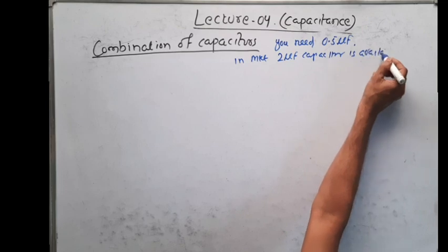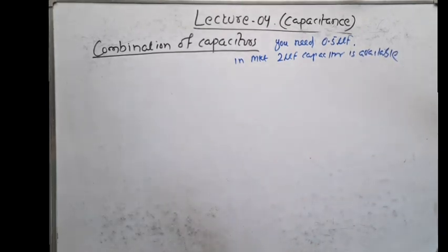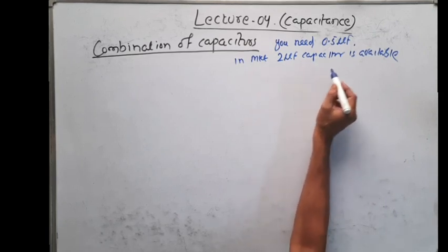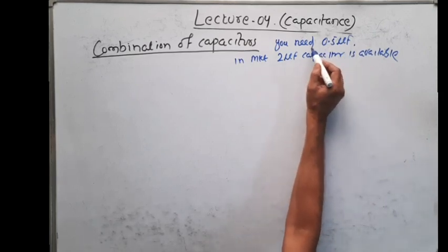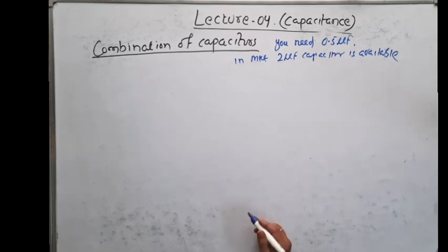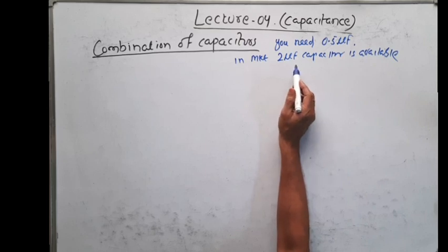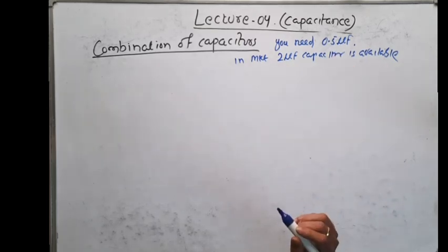A 2 microfarad capacitor is available. So how will we arrange these 2 microfarad capacitors so that we can get 0.5 microfarad? That means we have to combine these 2 microfarad capacitors in such a way that we get 0.5 microfarad.